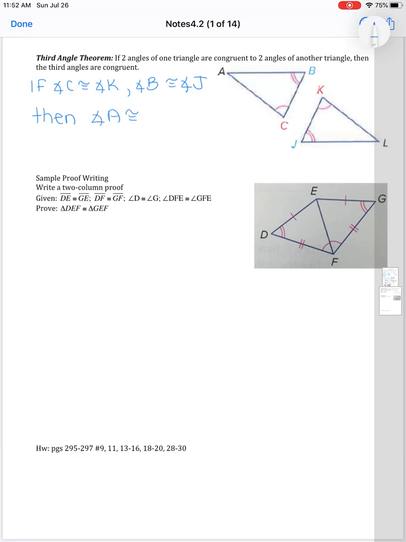So if we relate that now to this, sorry about that. Is it all the way at the top? Yes, it is. My bad.